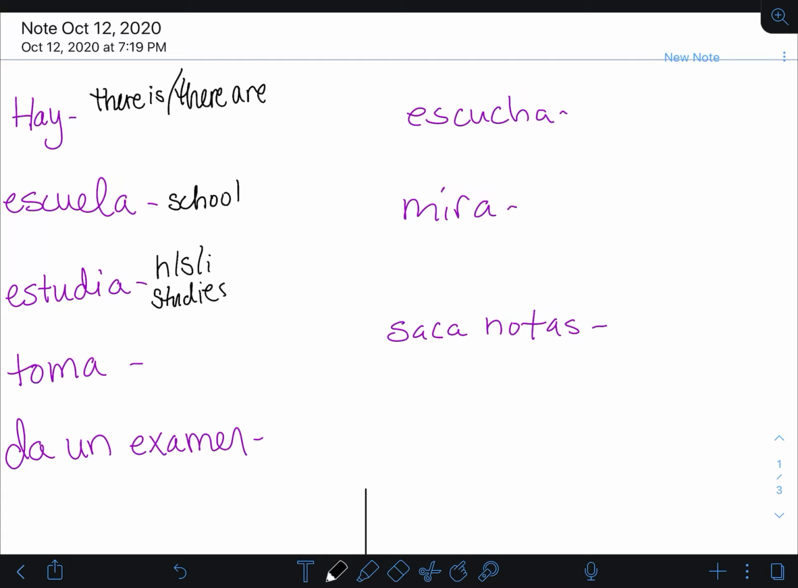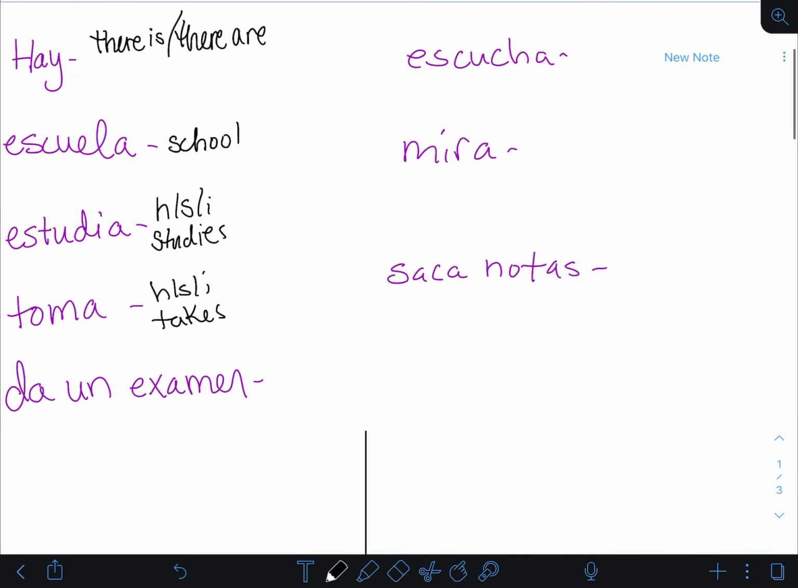Toma, he, she, or it takes. So takes an exam, okay? And then we have da un examen, which is gives. He, she, or it gives an exam or test.